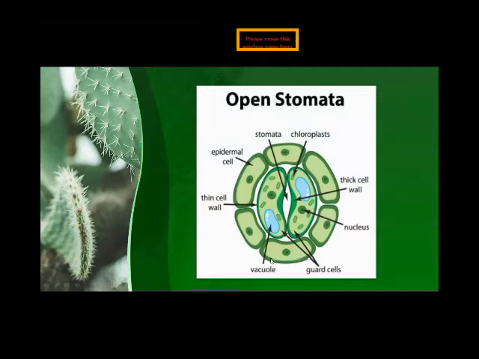As well as in the guard cell, this is the vacuole, a large vacuole is present, and the nucleus is also present. But what are you observing? Chloroplasts are also present, and these are the epidermal cells in the surrounding, students.